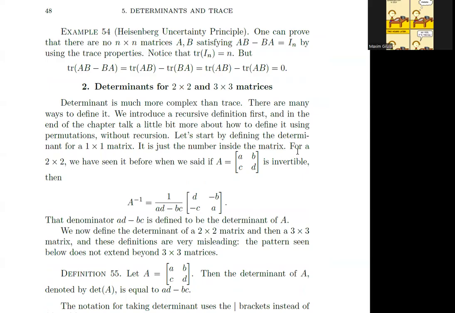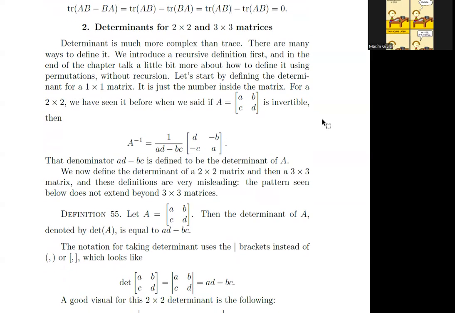So here's an example. We can prove that there are no n by n matrices A and B satisfying AB minus BA equals the identity matrix by using trace. The trace of the identity matrix is just n, because it's 1 plus 1 plus 1, n times. But for the trace of AB minus BA, we can split up sums and also differences. And then trace BA is trace AB. So these are equal and you get 0. So for any matrices at all, trace of AB minus BA is 0. So it can't ever be equal to the identity matrix.